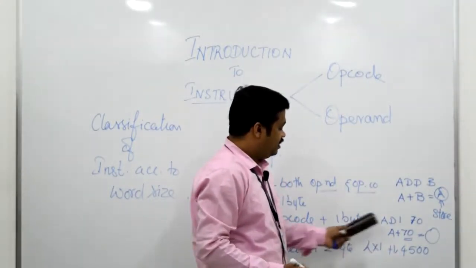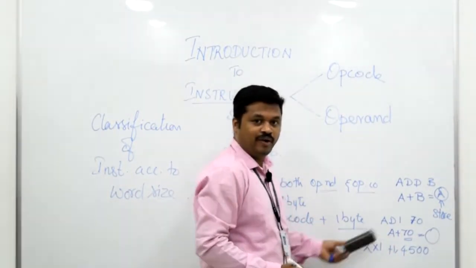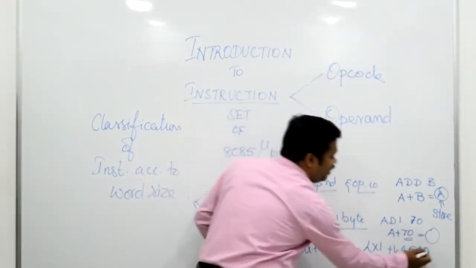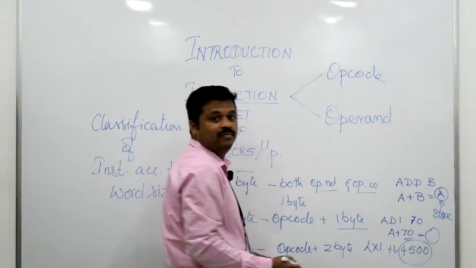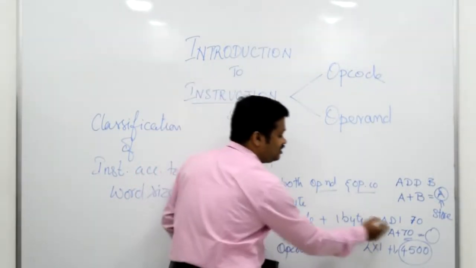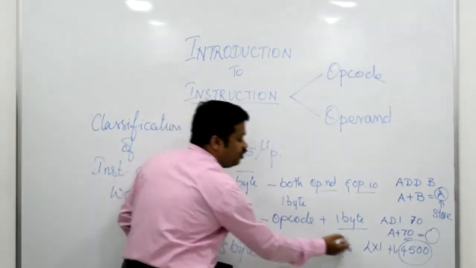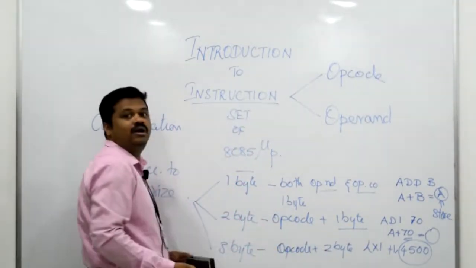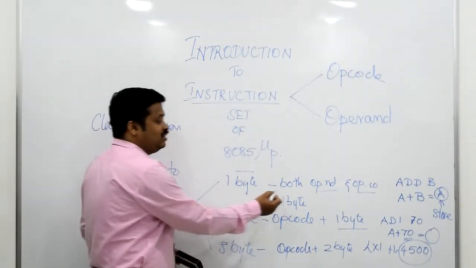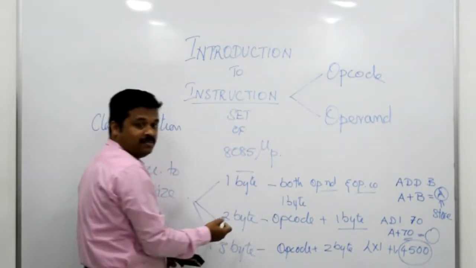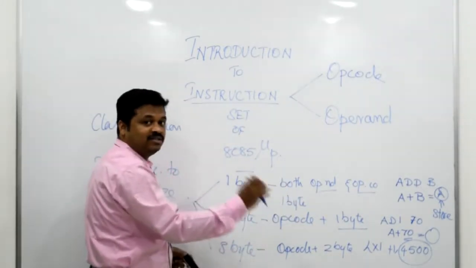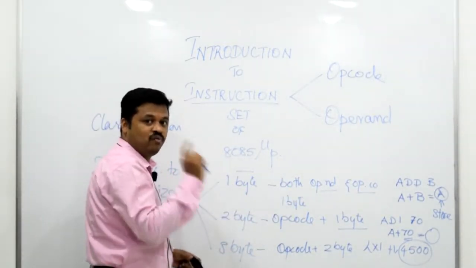Here you will have the opcode for the loading, that is 1 byte, and you will have an operand which is of 16 bits or 2 bytes. If you find any instruction which has a 2 byte operand, that belongs to a 3 byte instruction. I will repeat: in a 1 byte instruction you will have both opcode and operand in the same instruction. In a 2 byte instruction you will have an opcode and an operand, but the condition is the operand should be 1 byte in size.